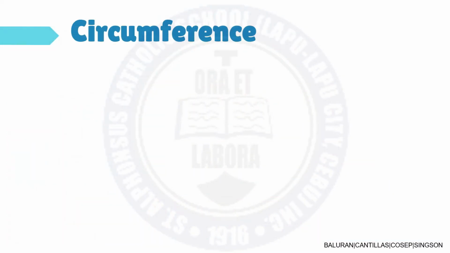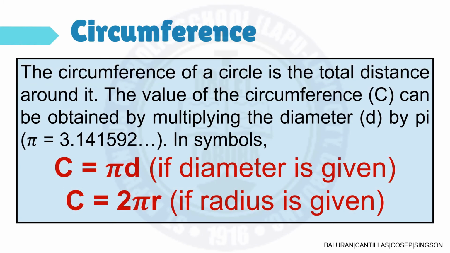Another measurement that we need to consider is the circumference of the circle. The circumference of a circle is a total distance around it. The value of the circumference C can be obtained by multiplying the diameter D by pi. In symbols, C is equal to pi times D if diameter is given. And we also have another formula. If radius is given, we have C is equal to 2 pi times R.